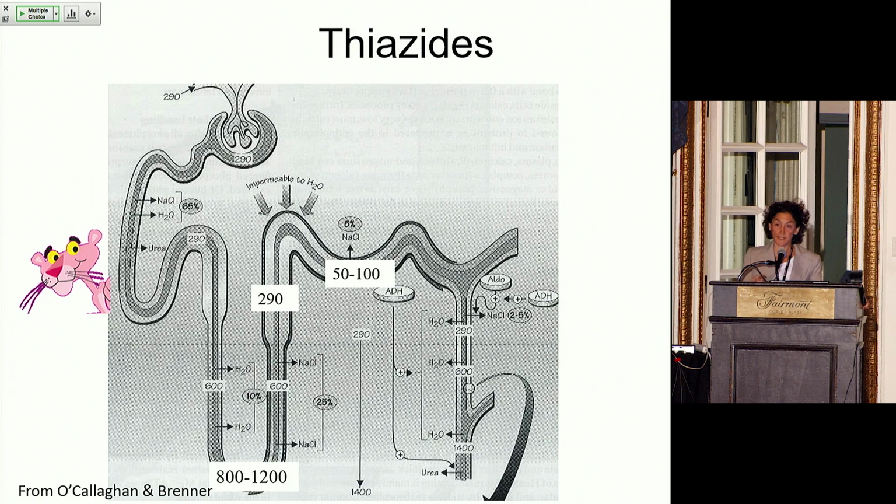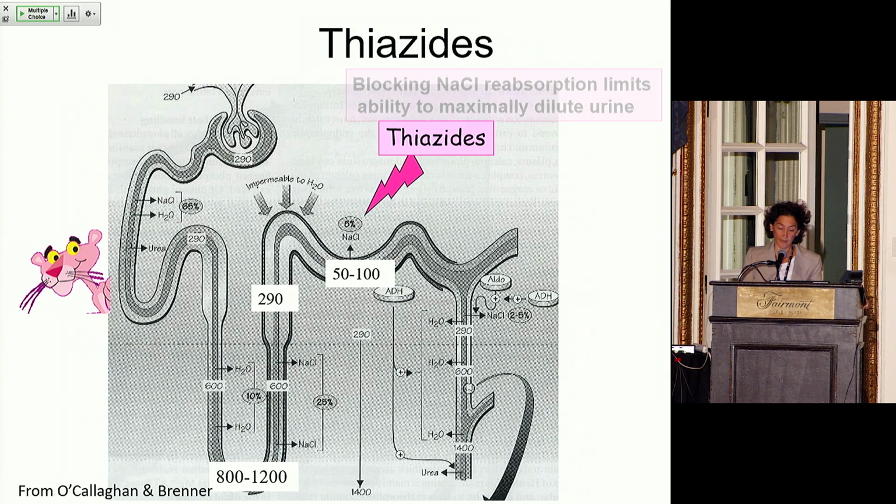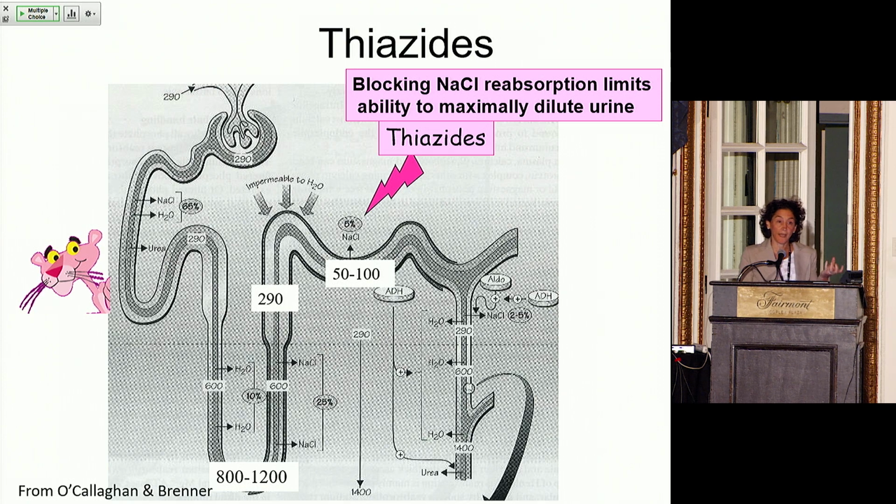So thiazides, therefore, would interfere with dilution. Okay, so they work there. And by blocking sodium and chloride, they limit the ability to maximally dilute urine. So if you have somebody with nephrogenic DI and you give them a thiazide, they can't make that 50 to 100. And so they'll put out more urine that is less dilute. I have tried this in many a patient with lithium.